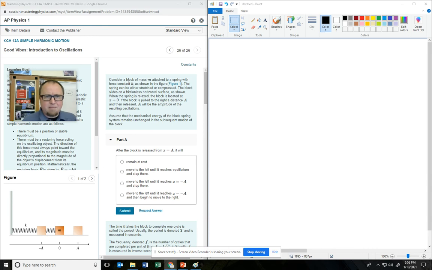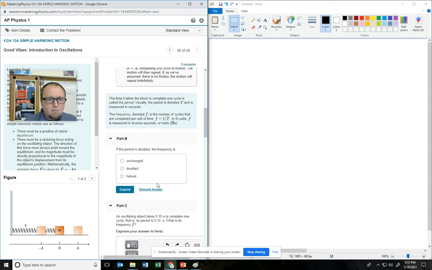Consider a block of mass M attached to a spring with force constant K. The block slides on a frictionless surface. When the spring is released, the block is located at x equals 0. After the block is released from x equals A, when you bring it out to A, what's it going to do? Is it going to remain at rest? No, it's going to move to the left until it reaches negative A. Is it going to stop there? No, it's going to then come back. So it's going to stop and come back.